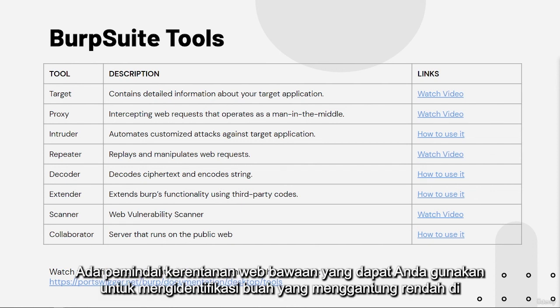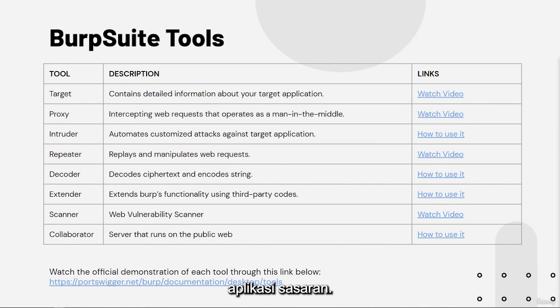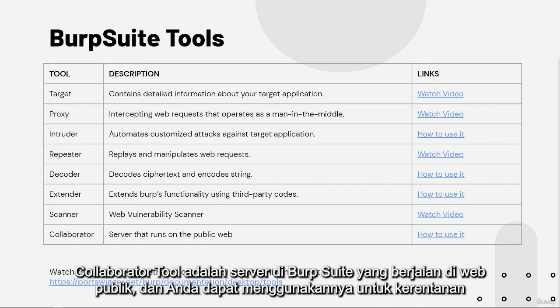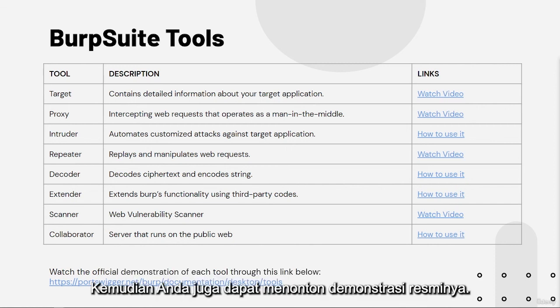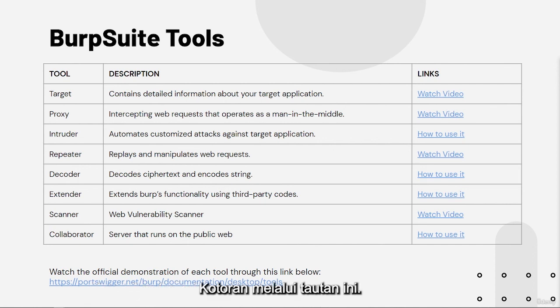The Scanner is a built-in web vulnerability scanner that you can use to identify low-hanging fruit in your target application. The Collaborator tool is a server on Burp Suite that runs on the public web, and you can use it for vulnerabilities like server-side request forgery, etc. You can watch all of this by clicking the watch video or how to use it. You can also watch the official demonstration of each tool through this link. So that's it for Burp Suite.